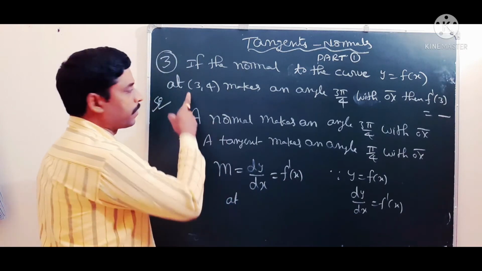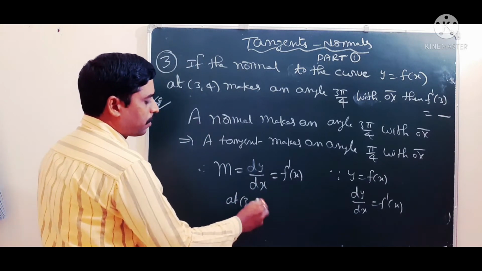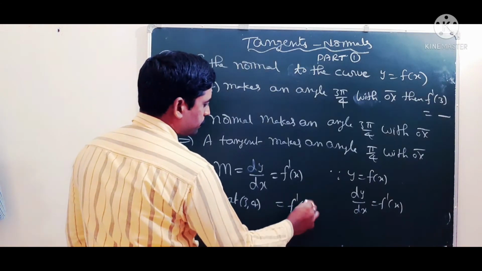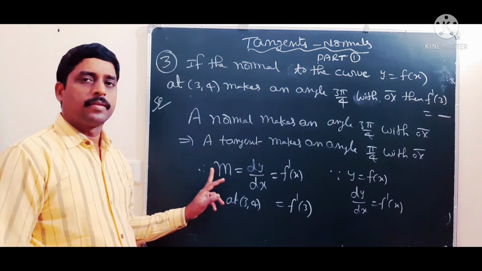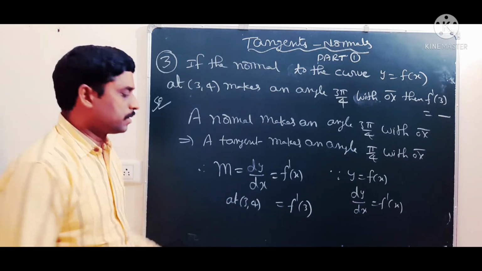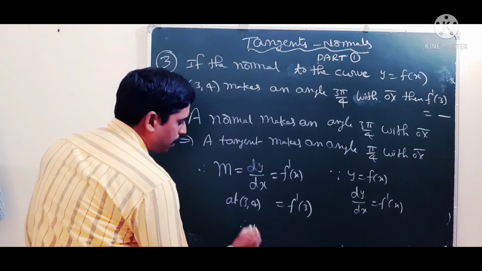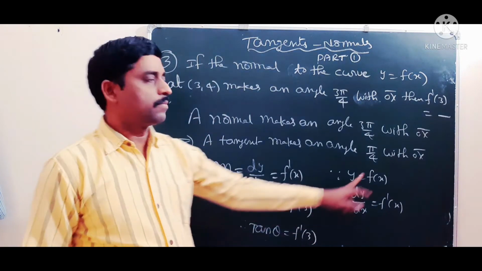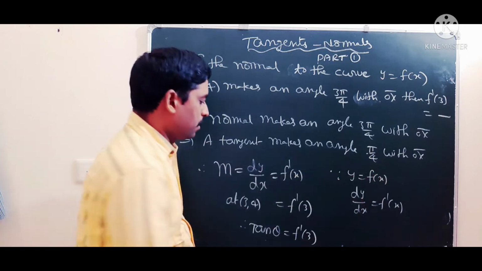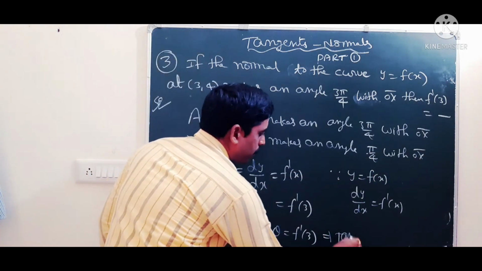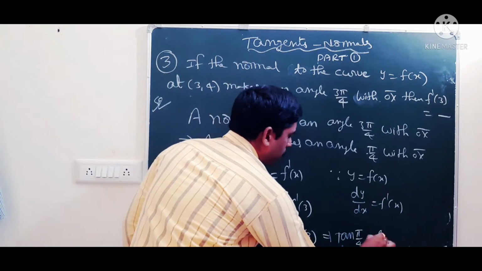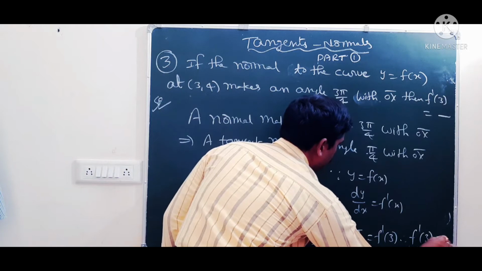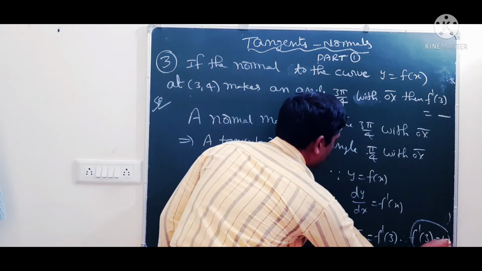So at the given point (3, 4), this value will be f'(3). But for the m value, we have the formula m = tan θ. Therefore, tan θ equals f'(3), where θ is π/4. Therefore, tan 45° equals f'(3). Therefore, f'(3) is equal to 1.